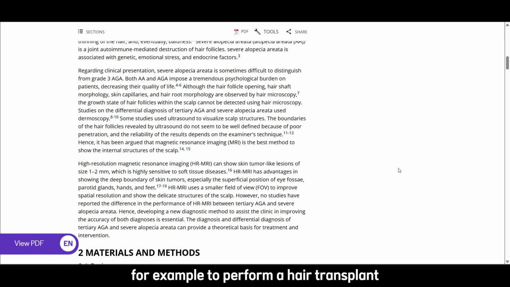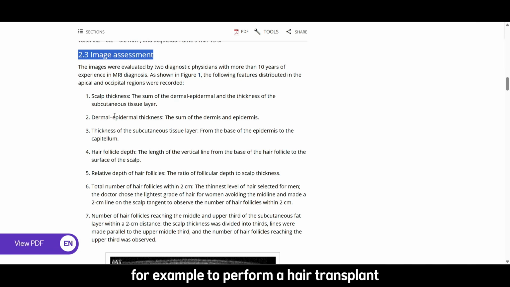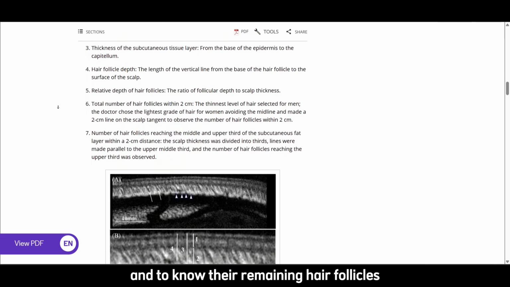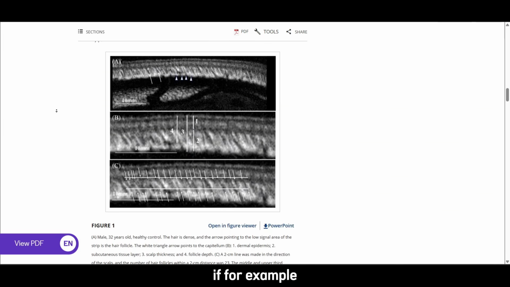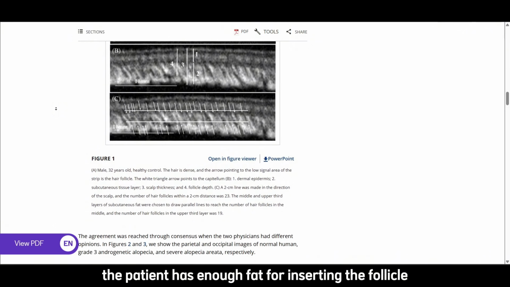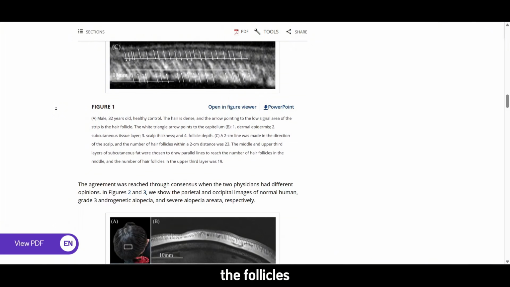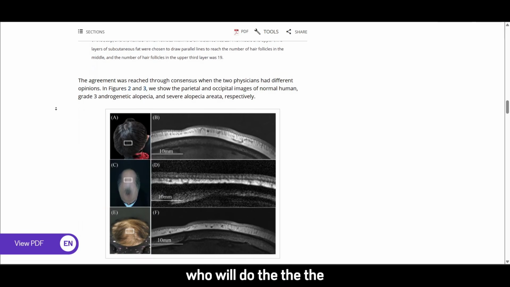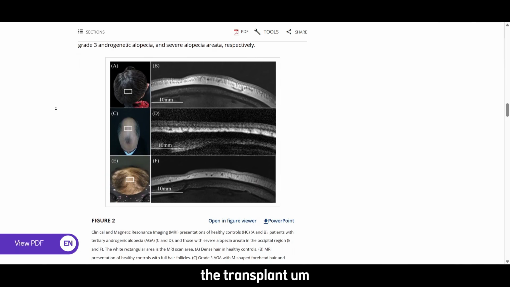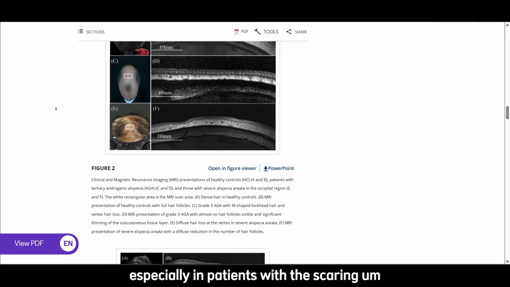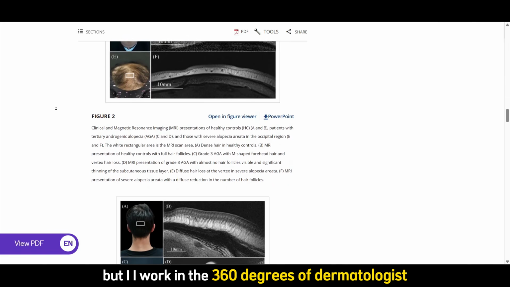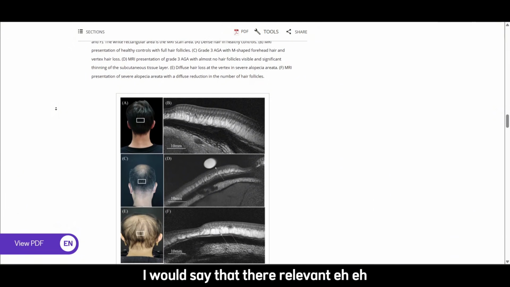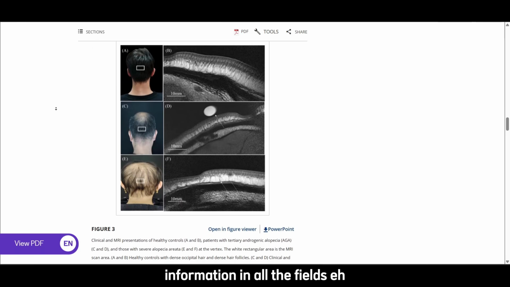Even in the scalp, for example, to perform a hair transplant, you need to have an idea what is going on and to know if there are remaining hair follicles, if, for example, the patient has enough fat for inserting the follicles. This is important information for the person who will do the transplant, especially in patients with scarring. But I work in the 360 degrees of dermatology, so I would say that there is relevant information in all the fields.